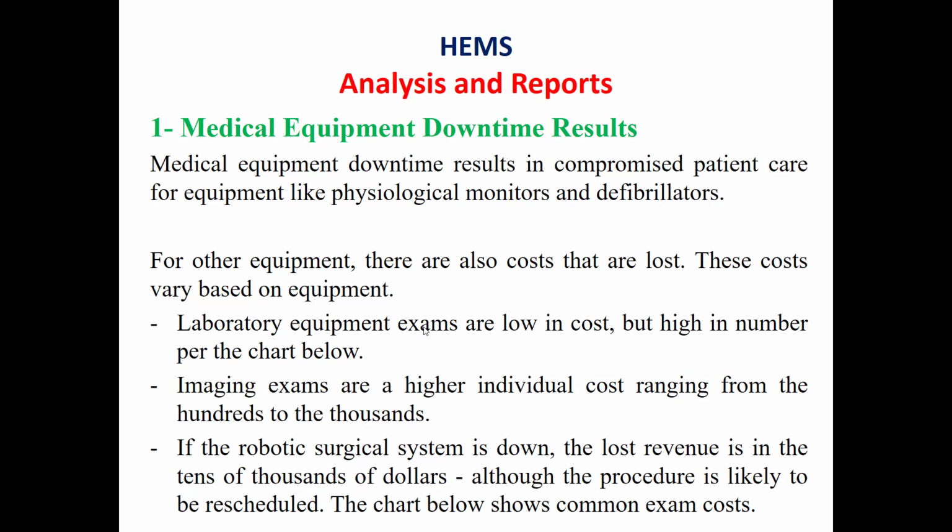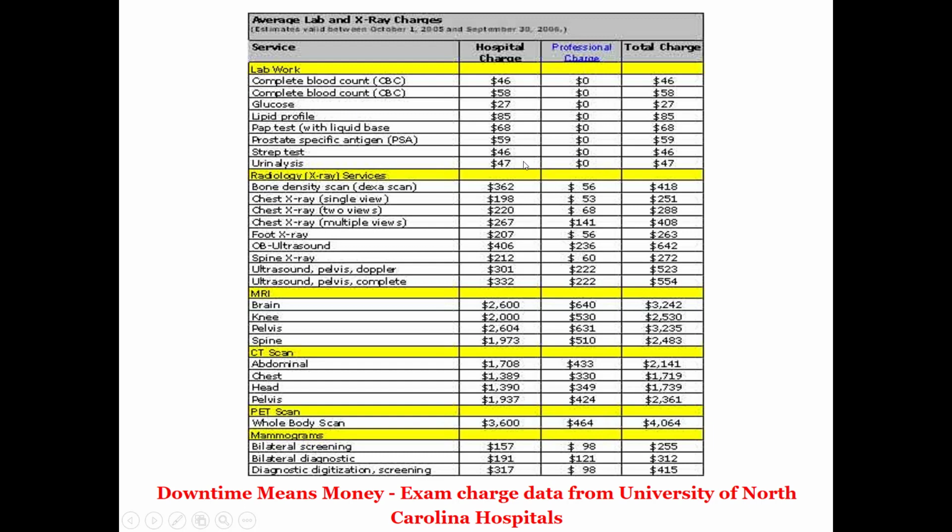Taking the example of imaging exams or tests, they have higher individual costs ranging from $100 to $1,000, and the cost will be even much higher in expensive medical device systems such as the robotic surgical system. This will cost $10,000. So this is an example of the cost of tests in the laboratory and the services in radiology, in MRI, CT scan, PET scan.